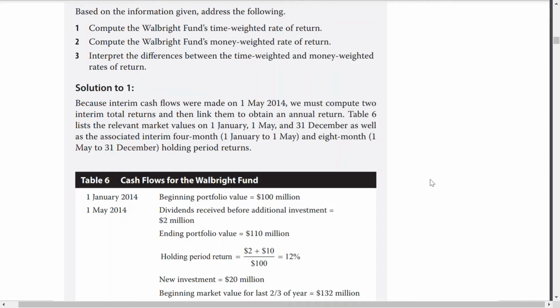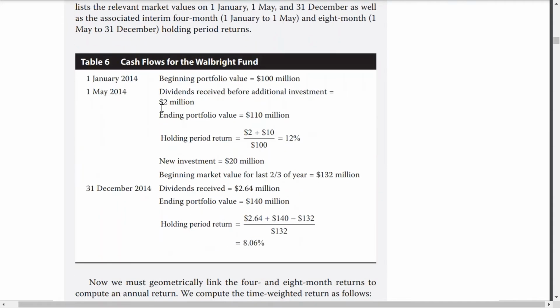Because interim cash flows were made on 1st of May 2014, we must compute 2 interim total returns and then link them to obtain the annual return. Table 6 lists the relevant market values on 1st of January, 1st of May, and 31st of December, as well as the associated interim holding period returns: the 4-month period from 1st of January to 1st of May, and the 8-month period from 1st of May to 31st of December. So table 6, the 1st of January 2014, beginning portfolio value, 100 million.